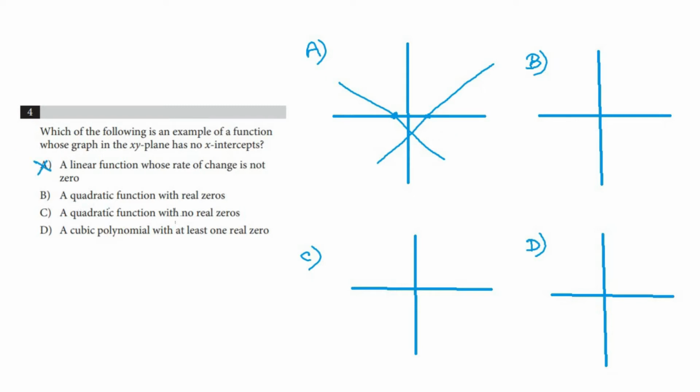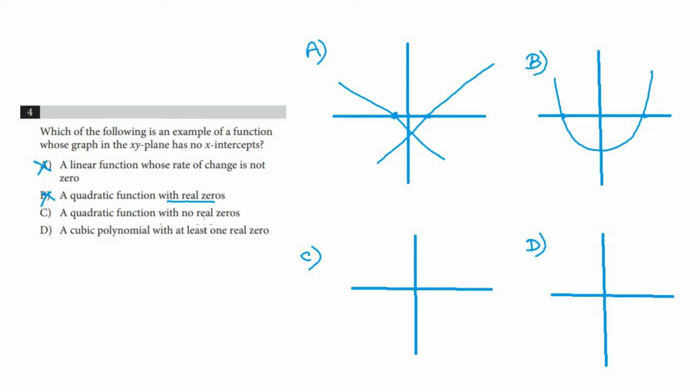Now, for a quadratic function with real zeros, we know that quadratic functions look like a parabola. So, if it has real zeros, then it will look something like this. So, it will have x-intercepts. It can have 1 or 2 x-intercepts because it has a real zero. So, option B is not possible either.